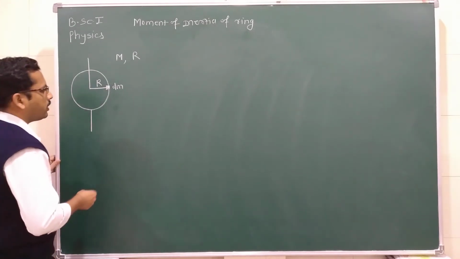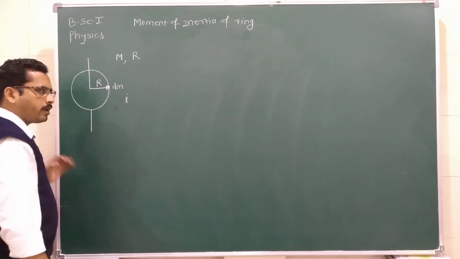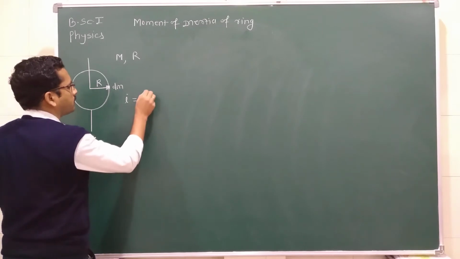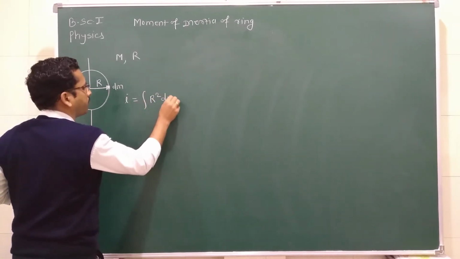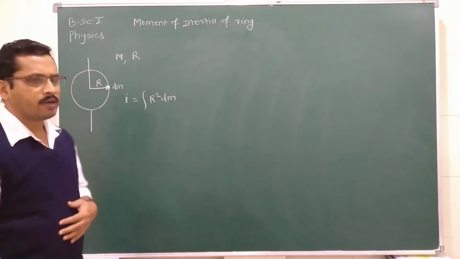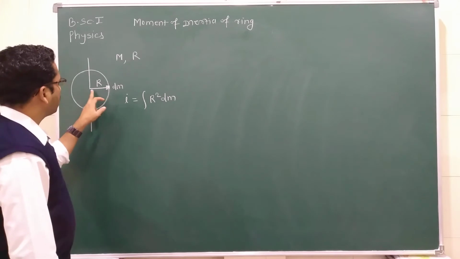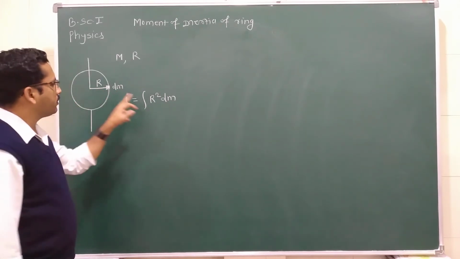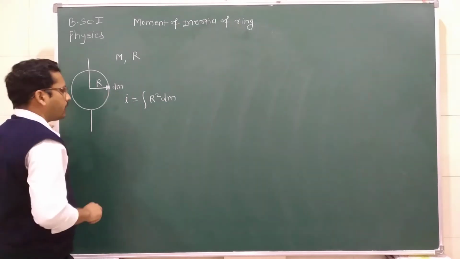According to the definition, if we denote this moment of inertia by small i, this small i is equal to the integration of r square dm. It is r square multiplied by dm, where r is the distance of this small element dm from the axis of rotation and dm is the mass. So this is the moment of inertia of this small element.